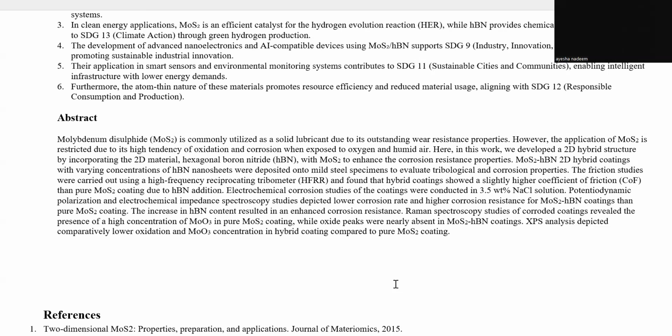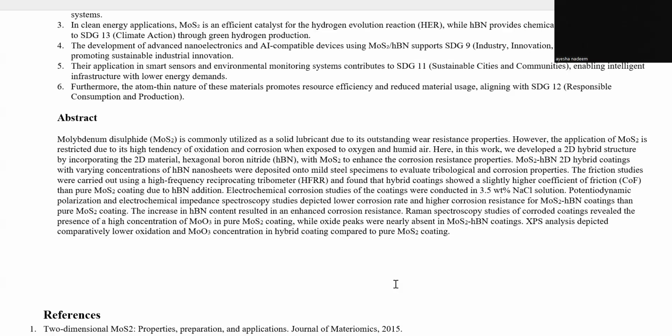Molybdenum disulfide and hexagonal boron nitride 2D hybrid coatings with varying concentrations of hexagonal boron nitride nanosheets were deposited onto mild steel specimens to evaluate tribological and corrosion properties. The friction studies were carried out using a high frequency reciprocating tribometer and found that hybrid coatings showed a slightly higher coefficient of friction than pure molybdenum disulfide coating due to hBN addition.